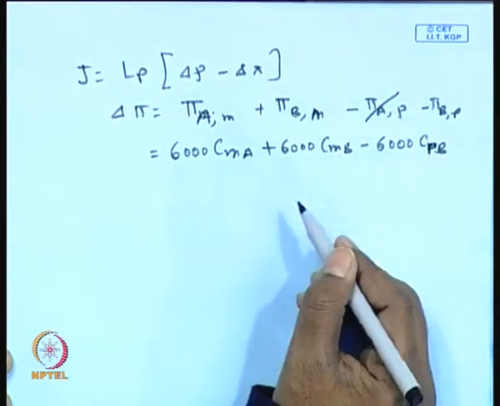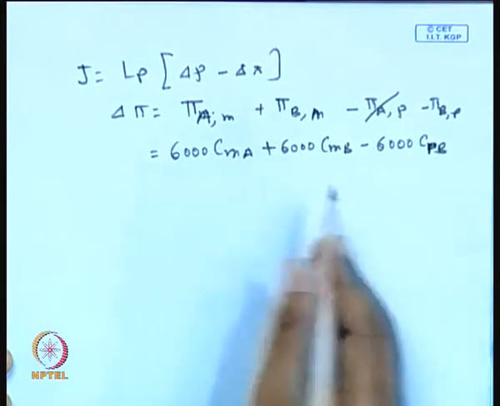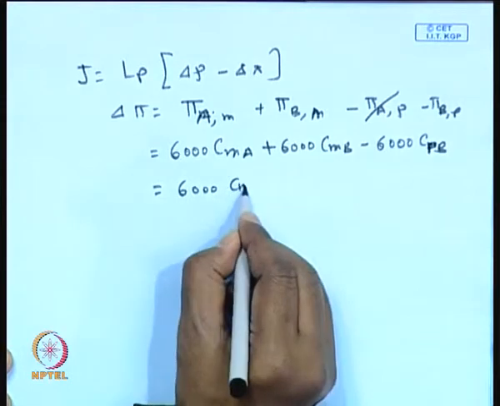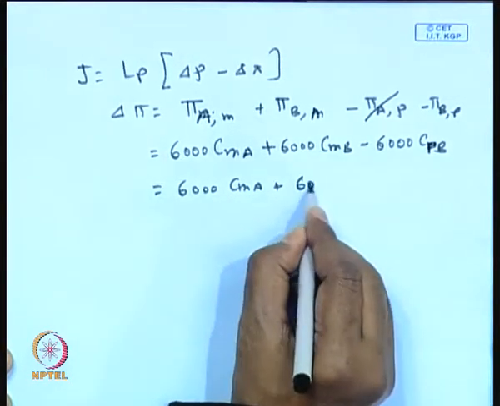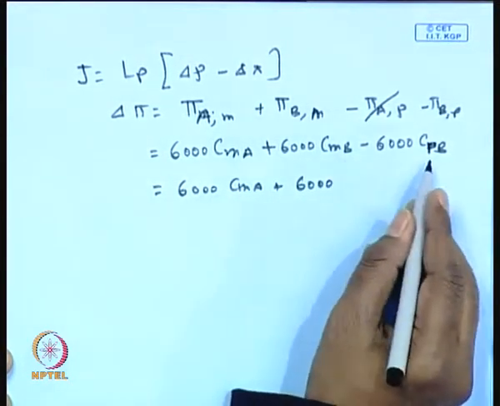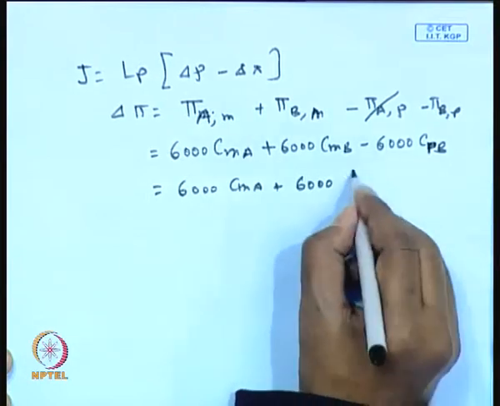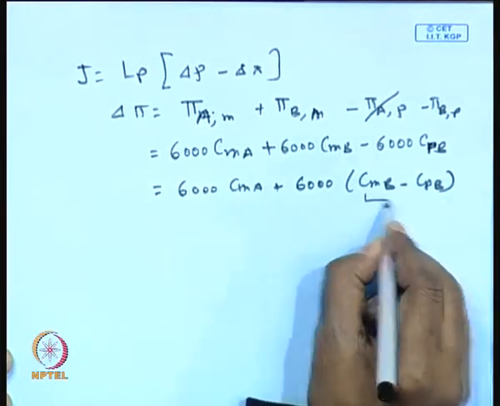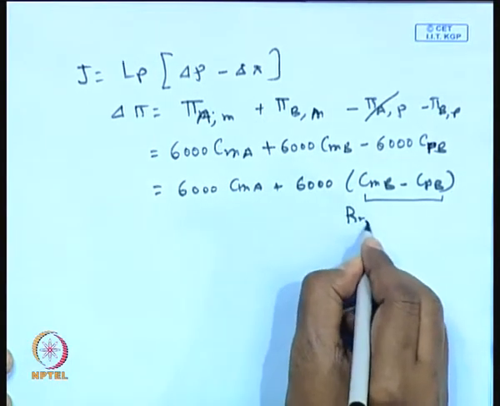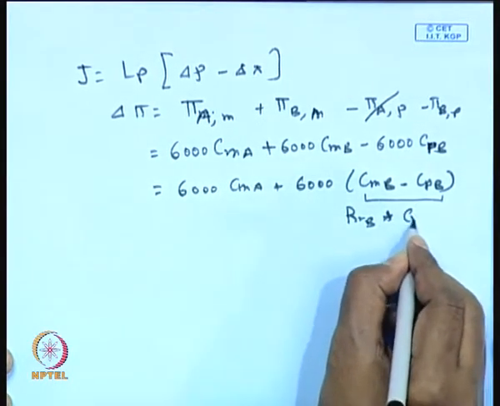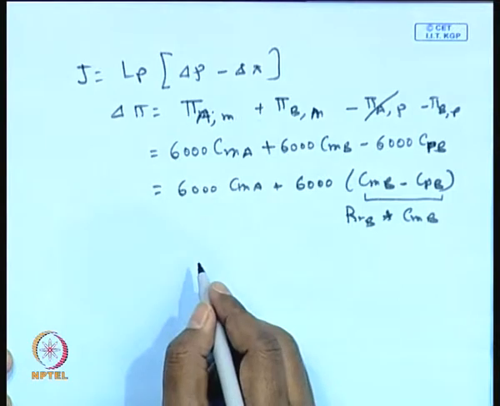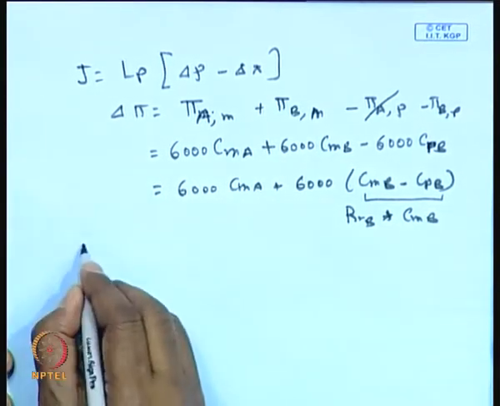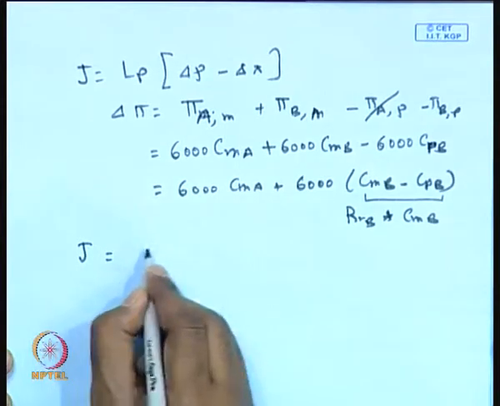This will be 0 because real retention is equal to 1. So, this becomes 6000 CMA plus 6000 times CMB minus CPB, and this will be nothing but real retention of B multiplied by CMB. So, it is 0.8 multiplied by CMB.